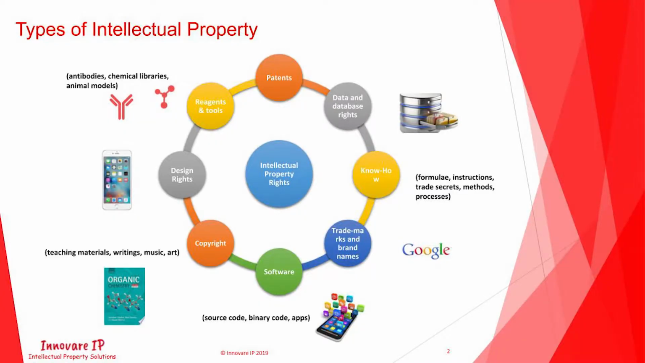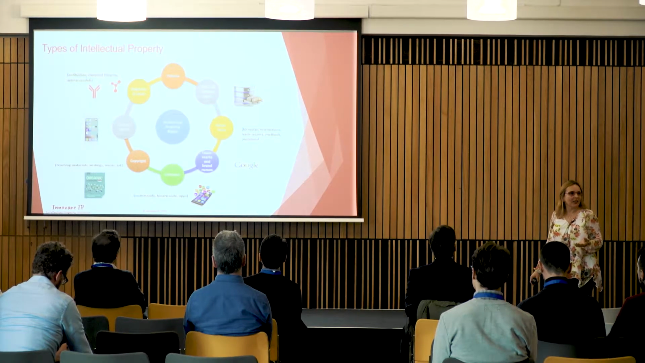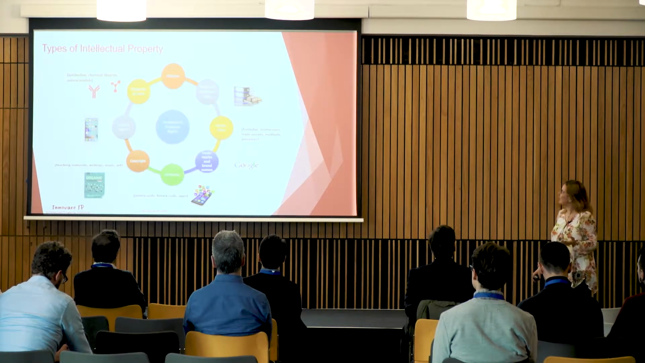So there's so many types of intellectual property, and I'm glad that the previous speakers have started talking about IP, and patents come to mind, of course. Is there a laser pointer here? No, okay. So patents come to mind, they're right there at the top, but then we have data and database rights, and this is something that everybody in this room uses or creates.